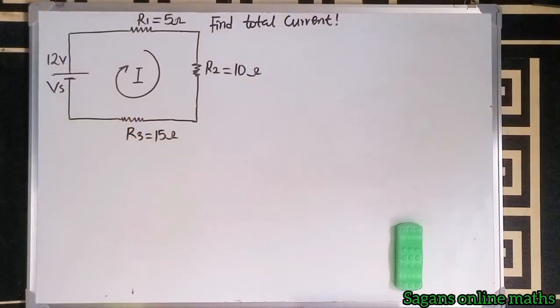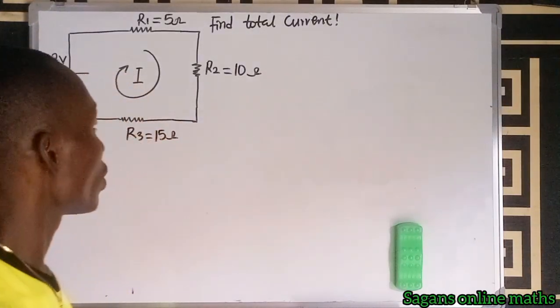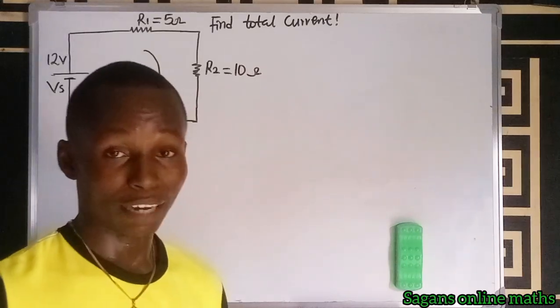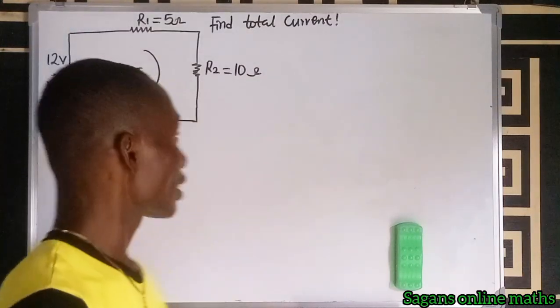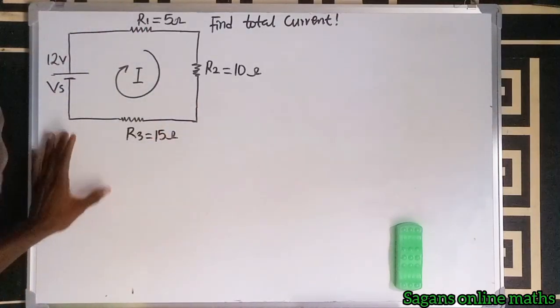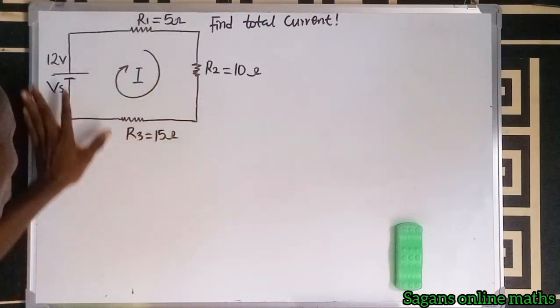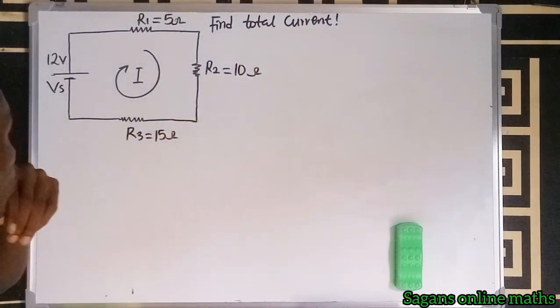Given a beautiful circuit, we are asked to find the total current in this circuit. If you've watched my videos on this channel, I've taught you about series connection and parallel connection. Now, this is a series connection. Why is it called series connection? It's called series connection because all the components are joined in series, end to end. We are asked to find the total current.